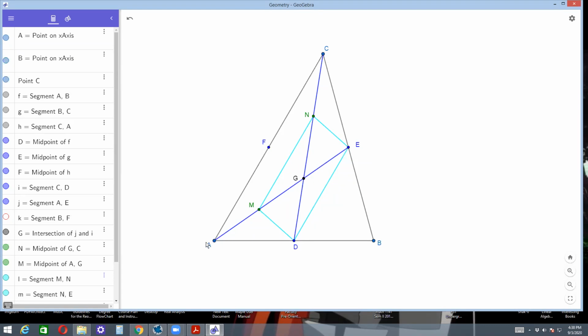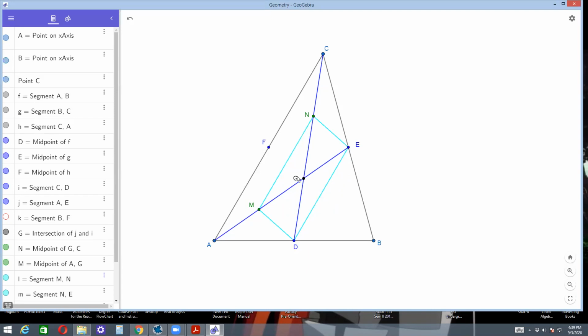Right? Now, similarly, consider triangle AGC. M is the midpoint of AG and N is the midpoint of CG. So in triangle AGC, we have the same thing happening. MN is parallel to this side and is equal to half of the length. It follows from that that MN is equal to the length of DE and also parallel. Is that clear? Wait, why are they equal? Because they both equal half of the side. Oh, okay. They're equal to the same thing basically. So they must be equal to each other.